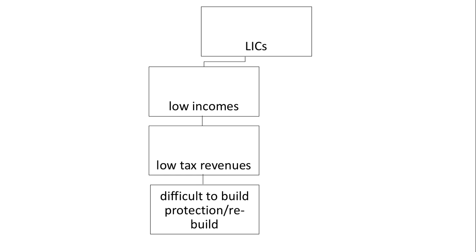Therefore, it's difficult to build protection. It's difficult to cope with sea level rise because you can't afford to build a seawall. It's difficult to cope with tropical storms that we're going to see an increase of because you can't afford to build good quality infrastructure. It's also difficult to rebuild after an extreme event has happened, so the effects will last longer.